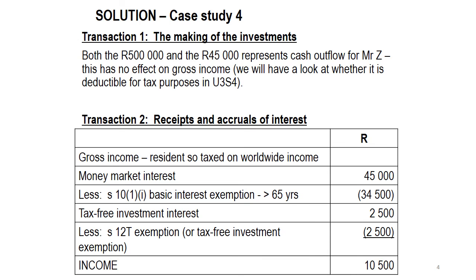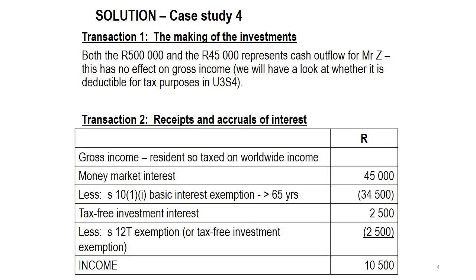So the money market interest goes into gross income, 45,000 Rand, and because he is older than 65 years, of that 45,000 we exempt 34,500. Something to keep in mind is that SARS will not allow you to exempt more than what was actually received. So if, for example, instead of 45,000 Rand, he received 10,000 Rand, you won't include 10,000 and then exempt 34,500. The exemption is always limited to the gross income inclusion. So if it was a 10,000 Rand inclusion, then you would only exempt 10,000 Rand.